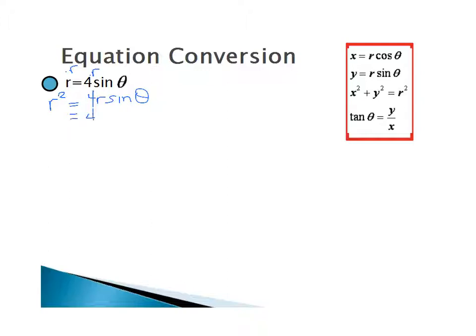That's going to be 4y. But not only do I need to get rid of the theta, I need to get rid of this r right here. And actually, I helped myself out by multiplying both sides by r, because now this r is an r squared, which works really nicely. For our Pythagorean one right here, r squared is equal to this. I'm going to replace that with an x squared plus a y squared.